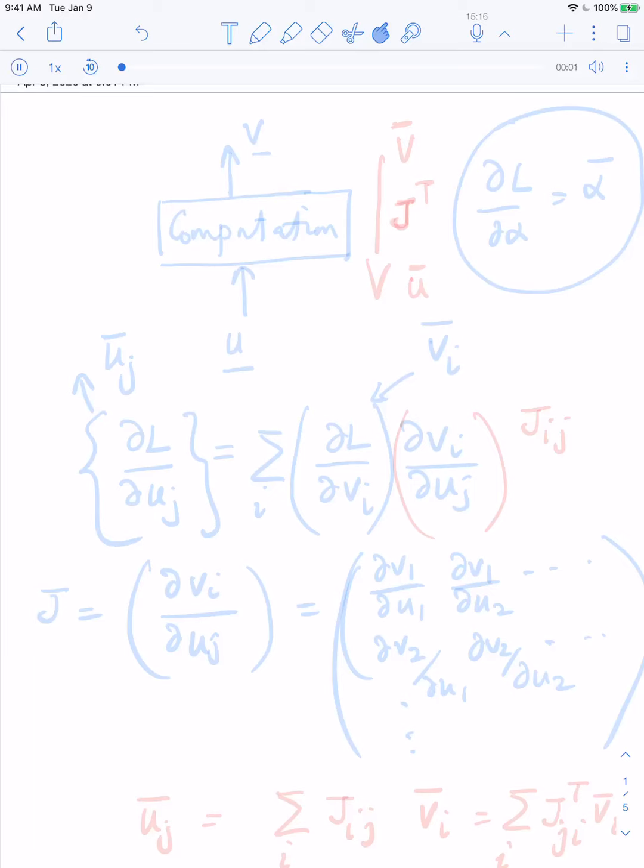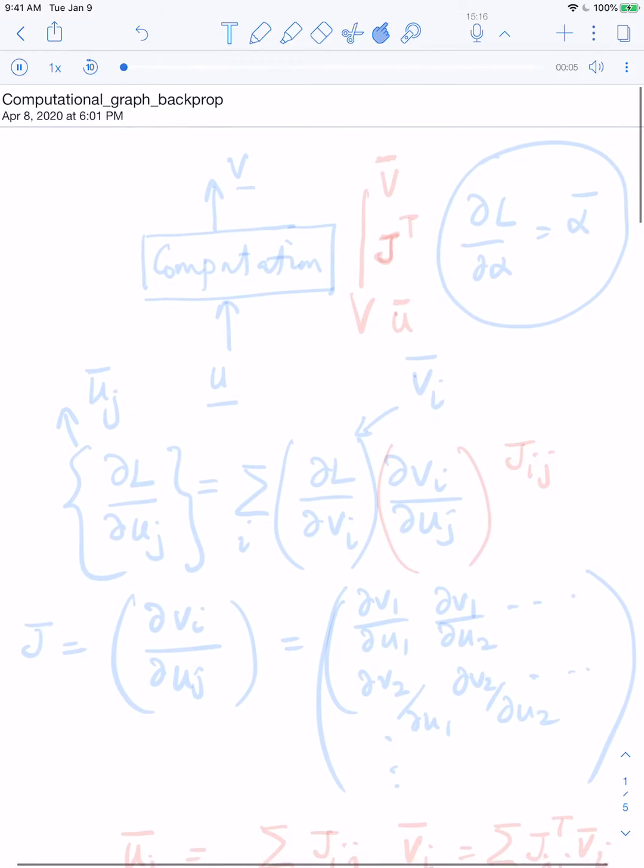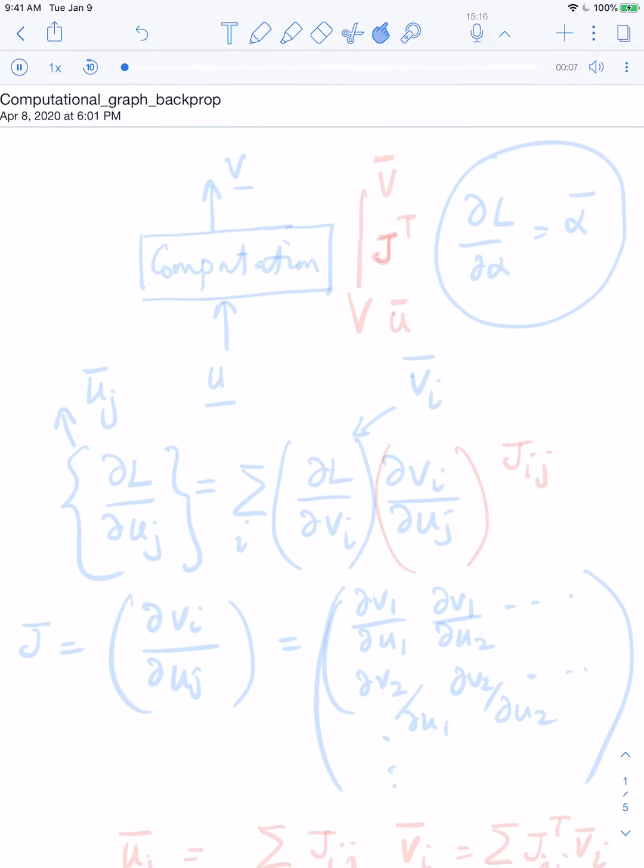So let's now talk about how to put backpropagation in the context of a computational graph. Basically, we are going up to the output doing a bunch of things like linear combinations, adding biases, passing through nonlinearities. So there's a computation going on.